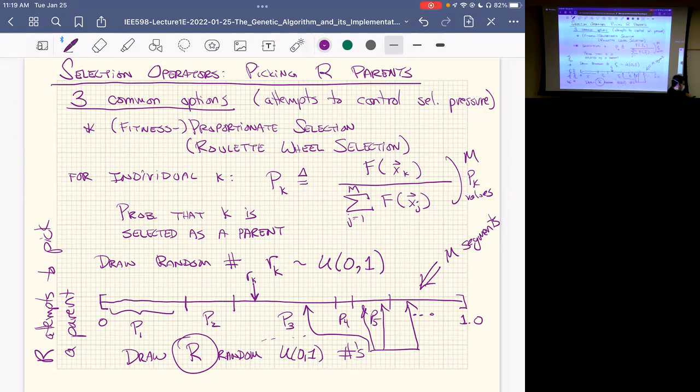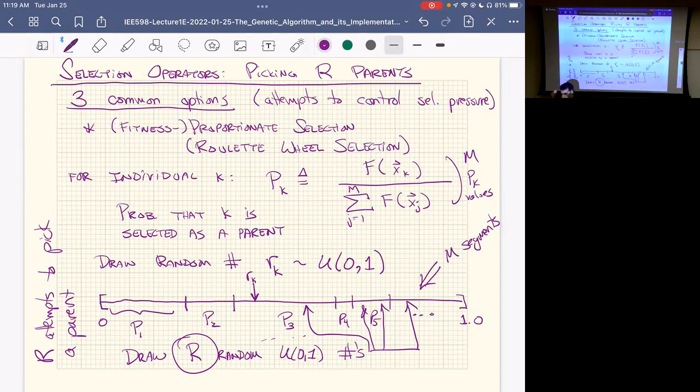So before we go to the next one, are there any other questions about that? Is it pretty clear? This is, I think, one of the more straightforward versions of the selection operators. Just randomly drawing based on a probability that is proportional to the fitness.